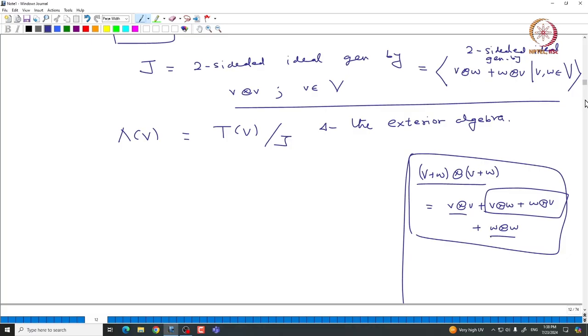It is easy to see that these are again graded elements. So J is indeed a graded ideal. That means the algebra that we are going to get is a graded algebra.